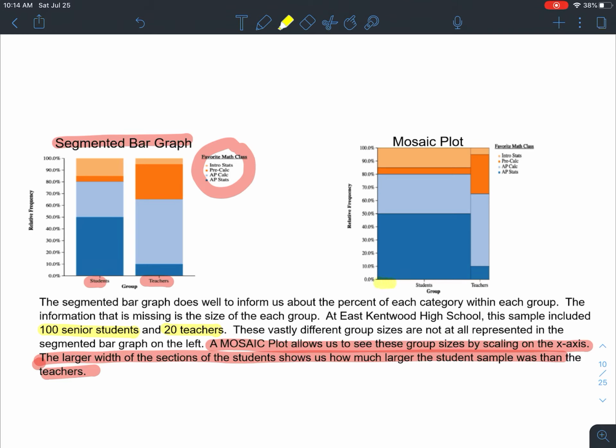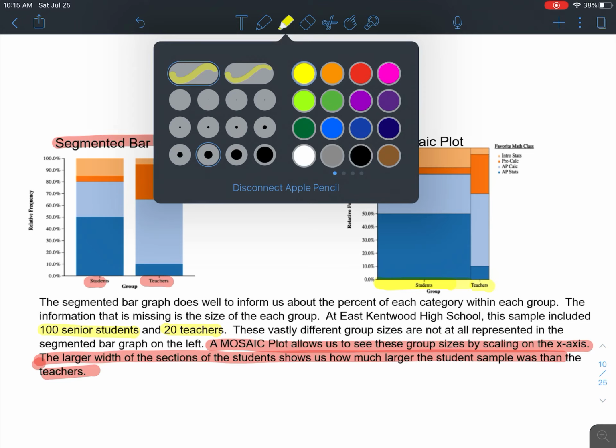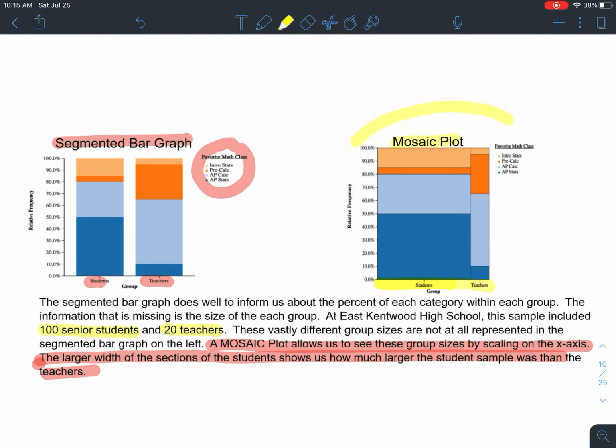A mosaic plot stretches out along the x-axis to show that there were more students surveyed than teachers. This is not a bar graph. I know we said with bar graphs you want to keep the bars the same width. A mosaic plot specifically does stretch out the width to show that the sample size for that group was bigger.